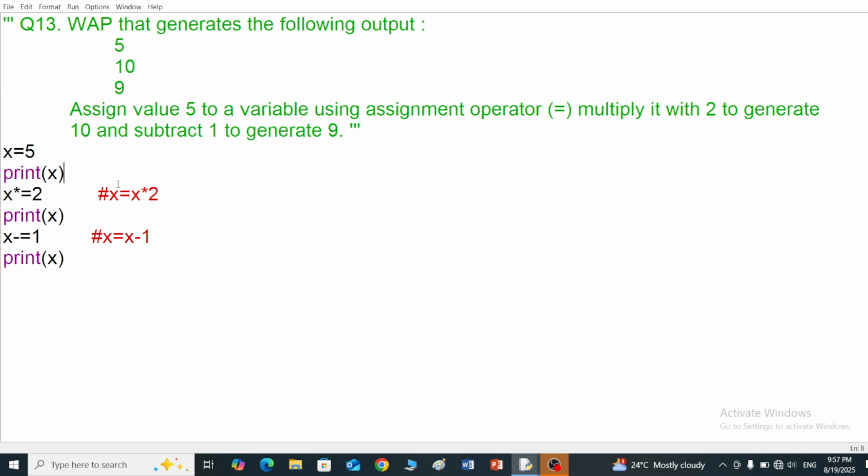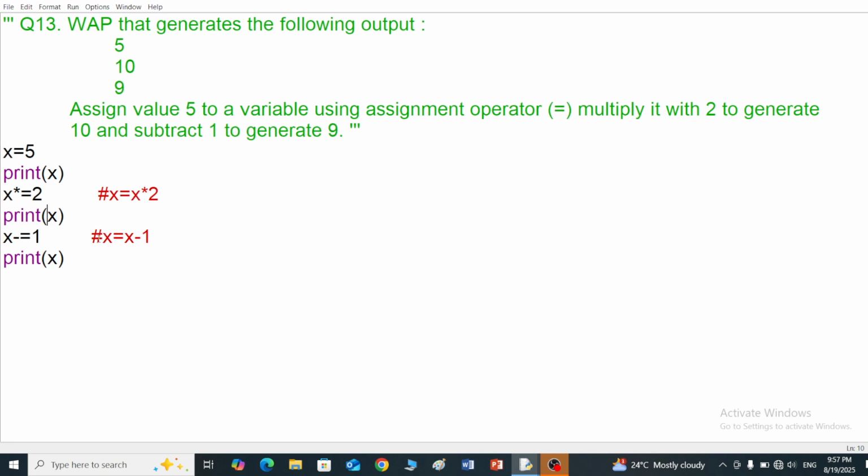And this 10 value, now x value is changed. Okay. The x value is changed now. Here x value is 5, now x value is here 10. So print x, 10 value. Now 10 minus 1 it will do. So then 9 will be generated.